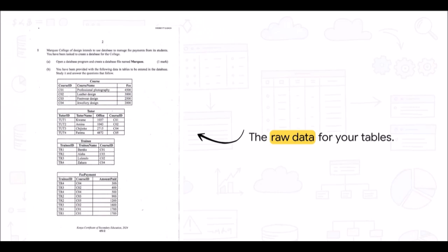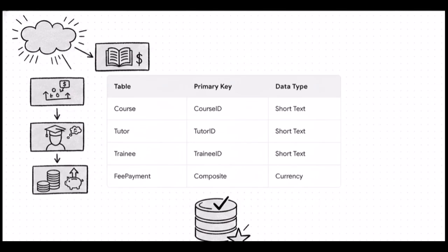And what you're seeing here brilliantly illustrates the core challenge of database design. This is the raw, unformatted paper prompt provided by the examiner. It's messy, it's static, and it's entirely up to us to translate this ink on paper into a dynamic Microsoft Access structure. We have to map out courses, tutors, trainees, and the payments they make, keeping all that data perfectly organized.